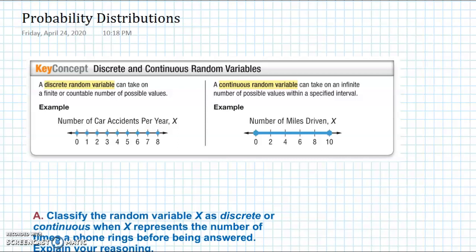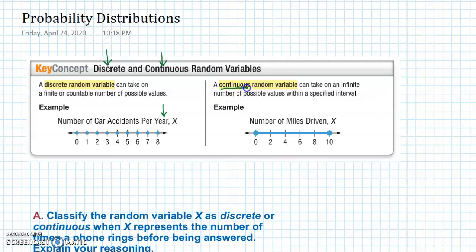Today we're going to talk about probability distributions. Before we talk about a probability distribution, we have to talk about discrete and continuous variables. A discrete random variable can take on a finite number of possible values, so like 1, 2, 3, 4, 5. In this case, the number of accidents per year. So you're going to have a specific number that you stop at the end of the year.